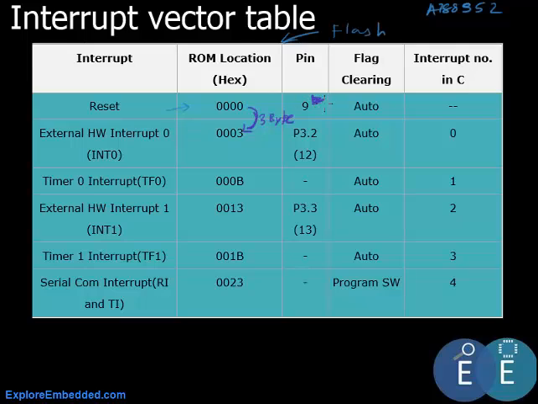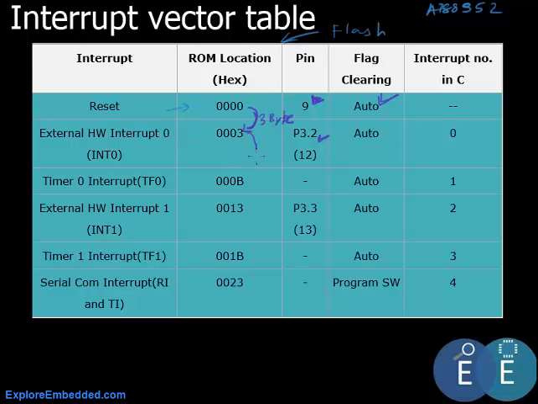So if you remember, pin 9 is the reset pin for the microcontroller. Once this is reset, the flag for the interrupt is auto cleared. Now the next interrupt is the external hardware interrupt. This is INT0, and this is pin 3.2, as stated earlier.